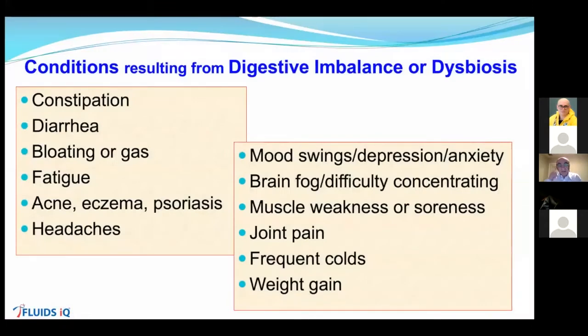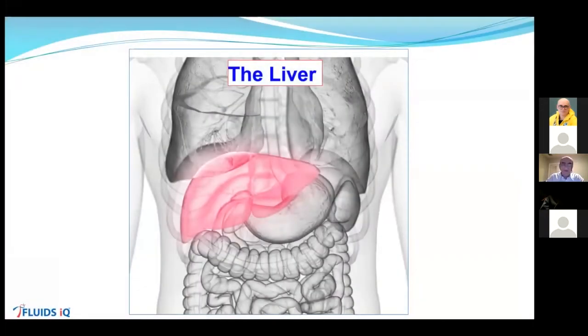So some of the conditions that are therefore resulting from digestive imbalance or dysbiosis are constipation, of course, diarrhea, bloating or gas, fatigue, very important, and a number of skin growths, which you can see with great relationship to the gut dysbiotic behavior. I'm not going to spend a lot of time on that.